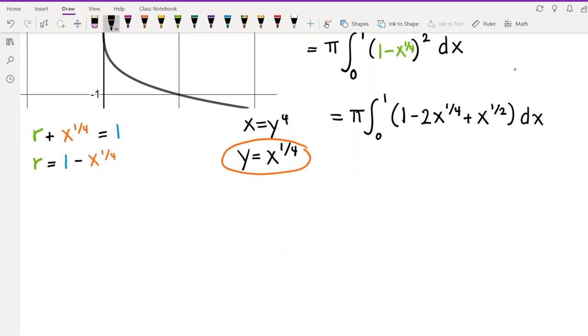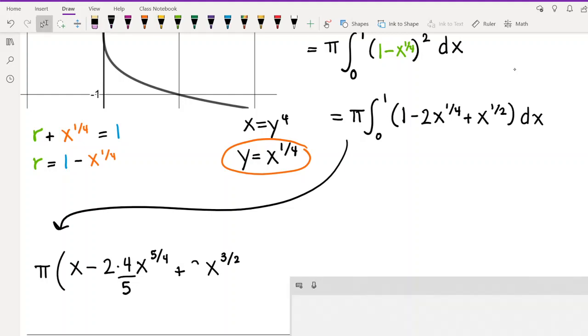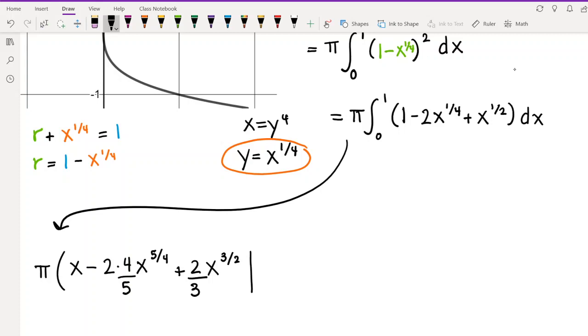I'm going to go down here to give us a little more space. So the antiderivative would be, we still have that pi on the outside, and then we have x minus 2 times, and I'll leave a little space here to put the new coefficient. The new exponent would be 5/4, if we add 1, and that means we're multiplying by 4/5. Then the next new exponent would be 3/2, so we need to multiply that by 2/3. And we're evaluating at 1 and at 0.